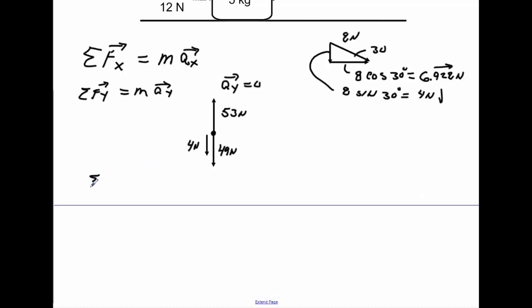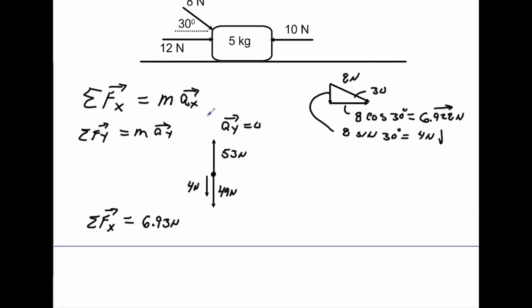We sum the forces in the x direction. We come to the first one here. We had 6.928, so we'll say 6.93 newtons, rounded. That's going to be positive. I have 12 newtons coming here. I have minus 10, it's going back the other way. We add those together. That'll give us 8.93 newtons going this direction here.